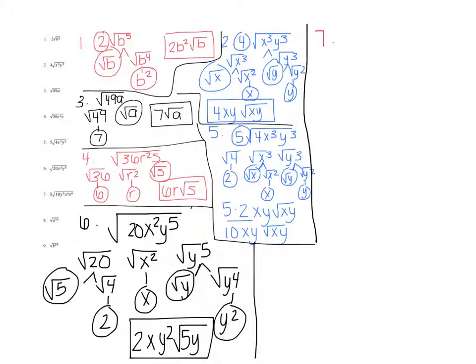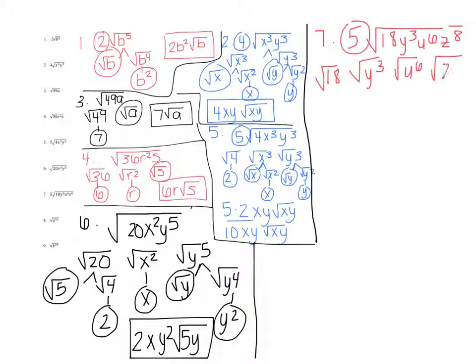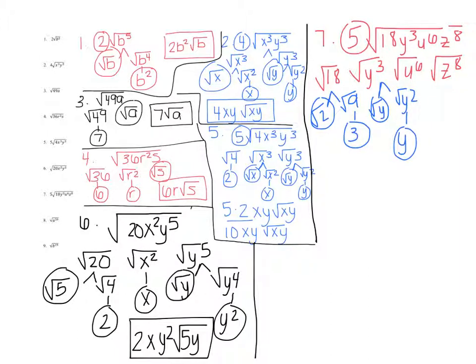Next, in the upper right corner, I'm going to do number 7, which has a 5 on the outside, 18y to the third, u to the sixth, and z to the eighth, all under the radical. Circle that 5 for later. I'm going to break it down into my different radicals so that I can simplify each of them. 18 simplifies into radical 2 and radical 9. The square root of 9 is 3. Y to the third breaks down into radical y and radical y squared. The square root of y squared is y. Square root of u to the sixth is u to the third. And the square root of z to the eighth is z to the fourth.